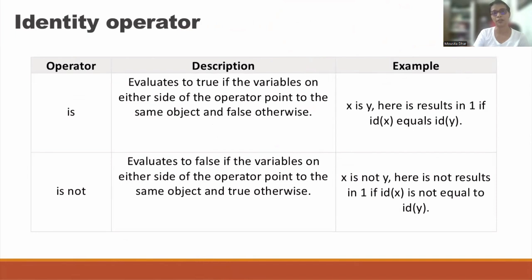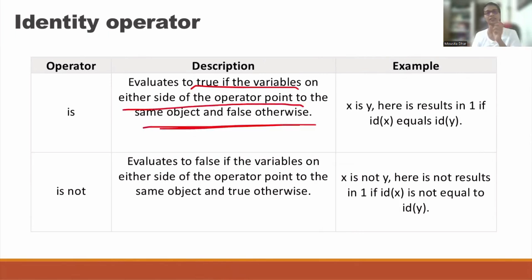Next one is the identity operator. There are two identity operators in Python. One is called is, another is called is not. Right. This also we will see more in depth when we go for classes and objects. But here also you can just check. Evaluates to true if the variables on either side of the operator point to the same object, and false otherwise. It is actually finding whether the memory locations are the same or not.